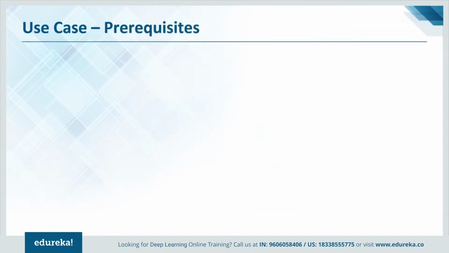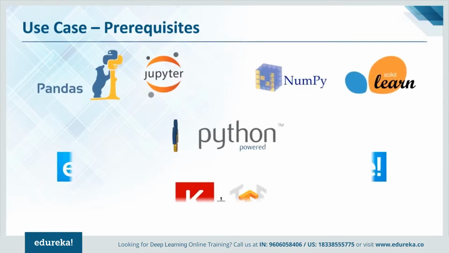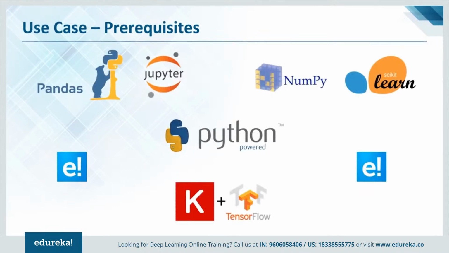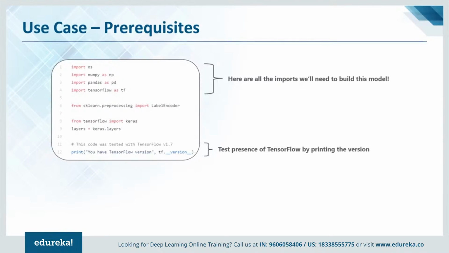So basically we need to check out some of the prerequisites before jumping into the code. Since you're working with Python, we'll require pandas, NumPy, scikit-learn, and Jupyter Notebook. Keras works on top of TensorFlow, so we'll require both Keras and TensorFlow to be installed on the machine. So now that that's done, moving on, let's look at a small piece of code. Here are all the imports that we'll require to build the model. And lastly, we test the presence of TensorFlow by printing the installed version. Well, without TensorFlow, it wouldn't make any sense.